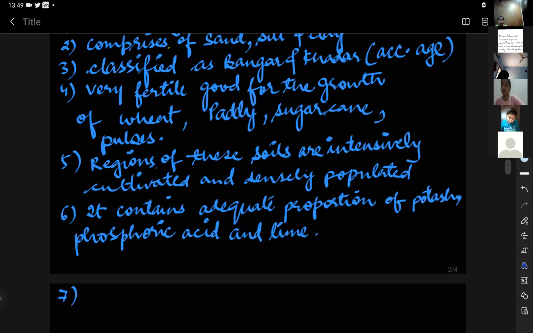Why are the cameras off? Can't we keep the cameras on? Ma'am, bangar is the older one, right? Yes, bangar is old and khadar is new.